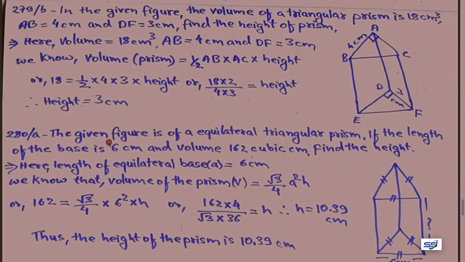Question number 280 A. The given figure is of an equilateral triangular prism. If the length of base is 6 cm and volume is 162 cubic cm, find the height. Now here, this is our prism. In this prism, we have to find its height. Here, the length of equilateral base A is equal to 6 cm. We know that the volume of prism V is equal to root of 3 upon 4 A square H, and this is our formula. Using this formula, we will find: 162 cubic cm is equal to root 3 upon 4 into 6 square into H, or 162 into 4 whole upon root 3 into 36 is equal to height. Therefore, its height is equal to 10.39 cm. Thus, the height of the prism is 10.39 cm.